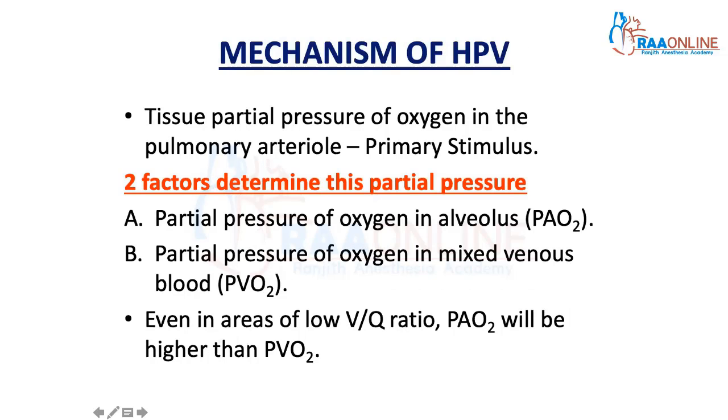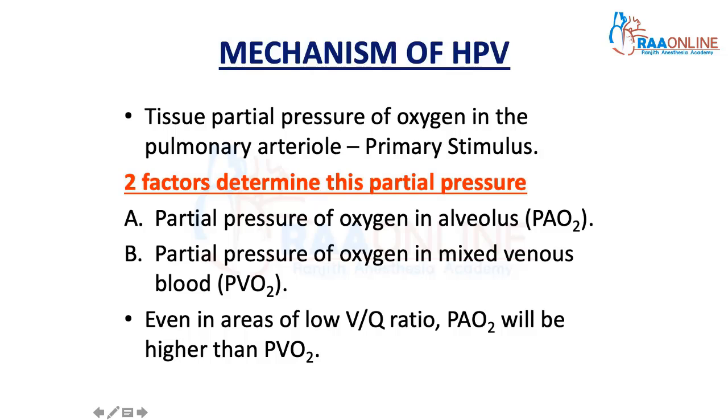So, moving on to the mechanism of hypoxic pulmonary vasoconstriction, the primary stimulus for its development is the tissue partial pressure of oxygen in the pulmonary arteriole. So, it has been postulated that the site of hypoxic pulmonary vasoconstriction is the pulmonary arteriole, and that it depends on the tissue partial pressure of oxygen in that arteriole.